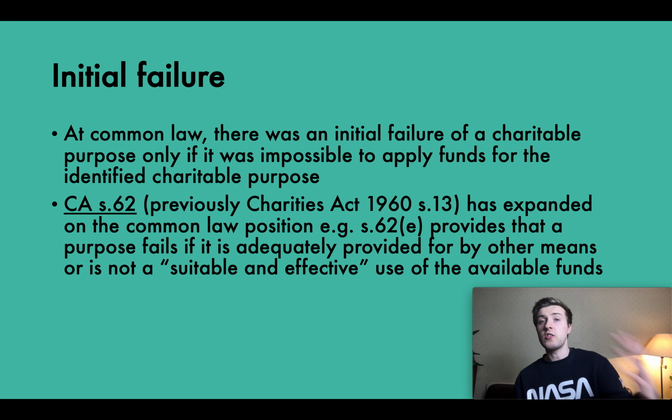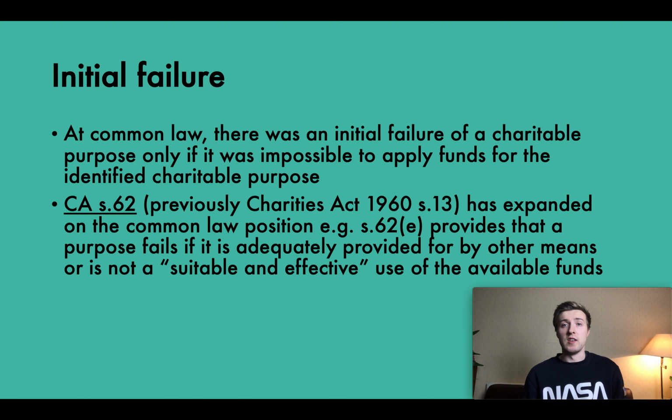So, how does a charitable purpose fail? There may, in some instances, be a failure of a charitable purpose from the outset, so before the charitable trust has even come into existence. And that is what we call the initial failure of a charitable purpose. So at common law, there was an initial failure of a charitable purpose only if it was impossible to apply funds for the identified charitable purpose. So for example, giving money to a hospital that had already shut down.